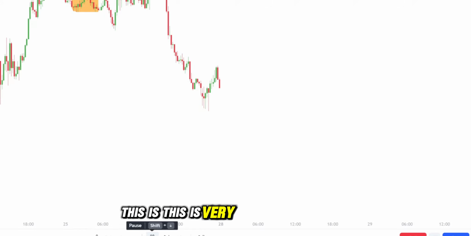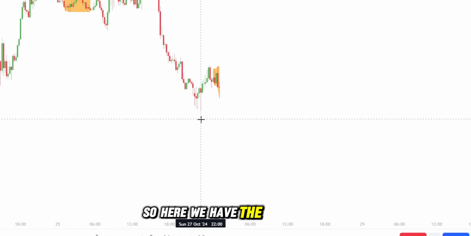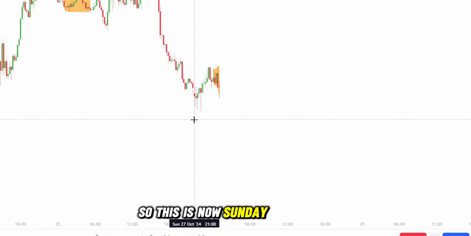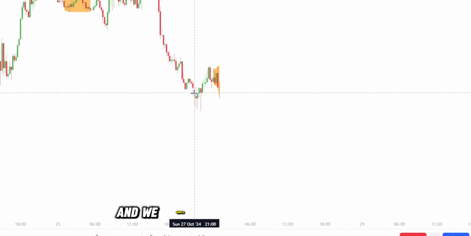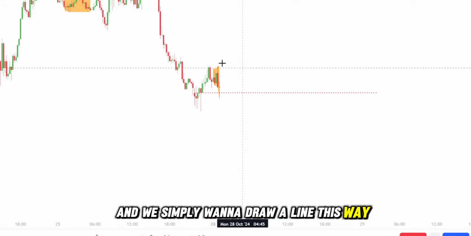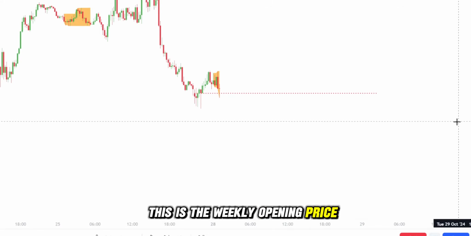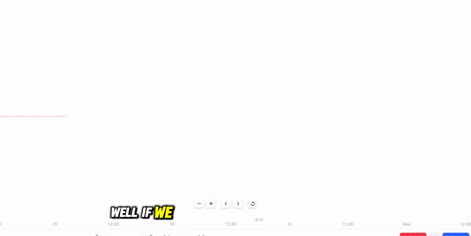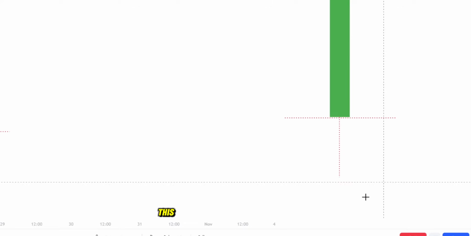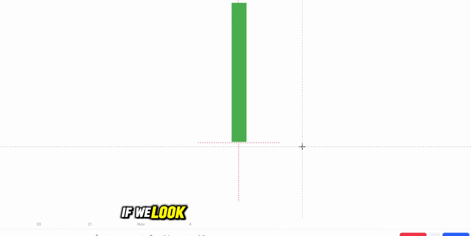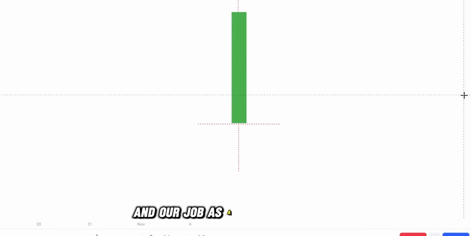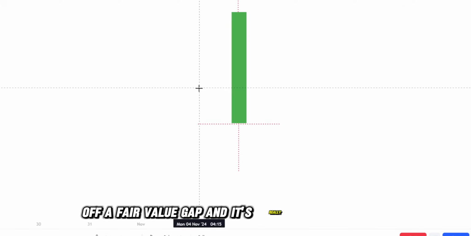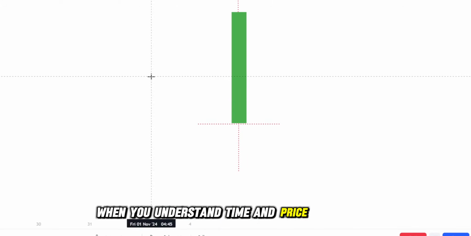This is very important to do. Here we have the opening price. This is now Sunday, 21 o'clock UK time, and we simply want to draw a line this way. This is the weekly opening price, and the weekly opening price is the most important thing. Why is that? If we go back to our diagram, this is the green candle. We have the weekly opening price, and our job as a trader is to simply buy below this weekly opening off a fair value gap. It's really as simple as that when you understand time and price theory.